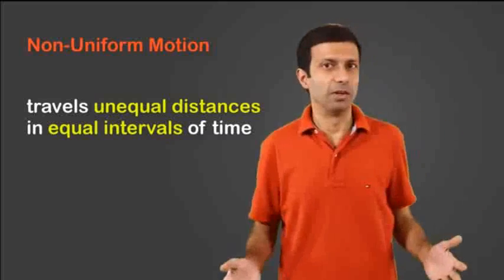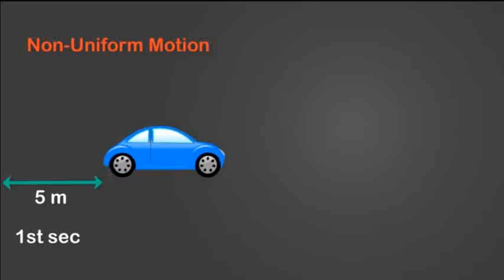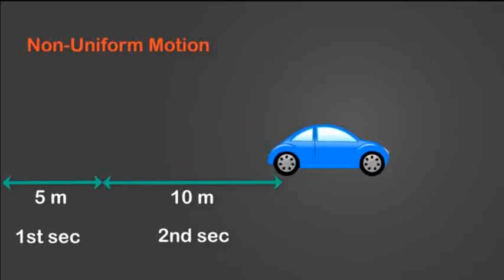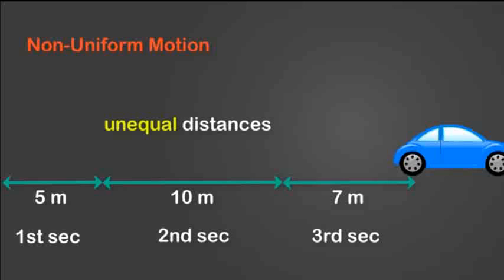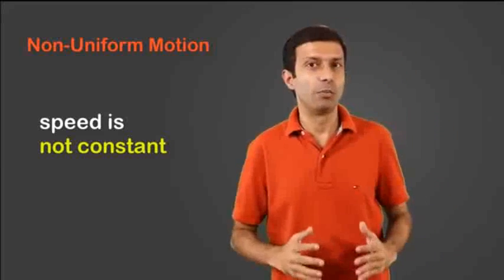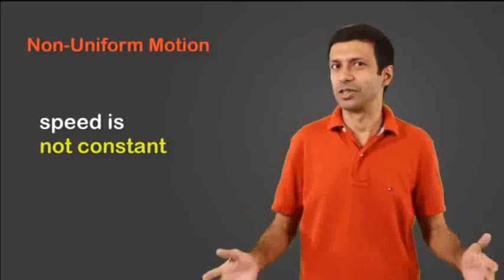Let's take an example. Let's say a car is traveling 5 meters in the first second, and 10 meters in the second, and 7 meters in the third second. So can you see that the distances traveled every second are unequal here? So the speed is changing. And in non-uniform motion, the speed is not constant.